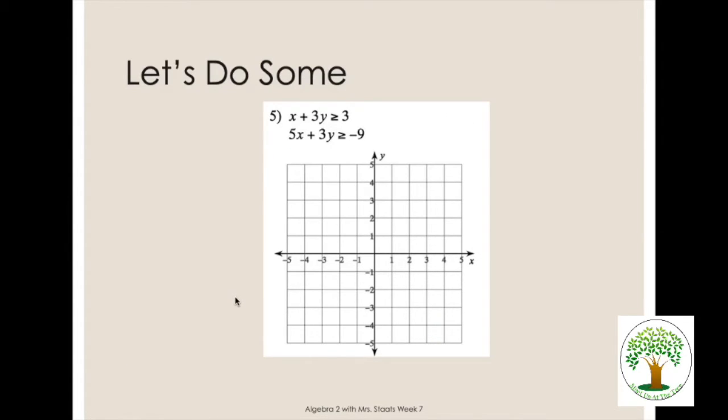All right, we're going to do number 5. The reason I picked number 5 to do with you is because they're not in slope-intercept form. We have to turn them into slope-intercept form. Not a problem. We've done this many times before. We need to move this x over, and divide by 3. So I'm going to have 3y greater than or equal to -x plus 3. You with me so far? Divide by 3. Y is going to be greater than or equal to -1/3 x plus 1.